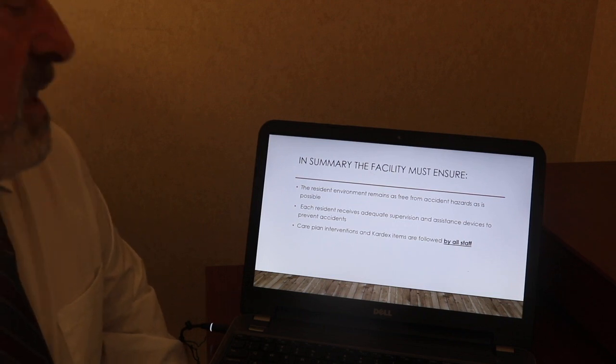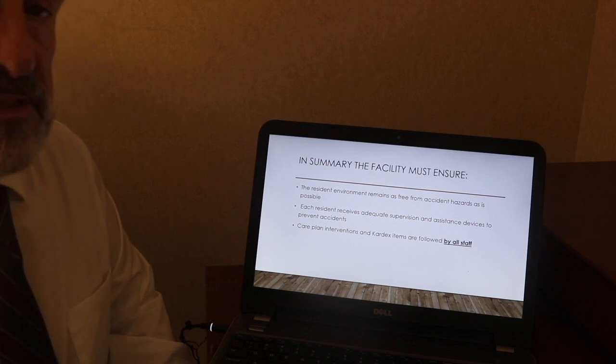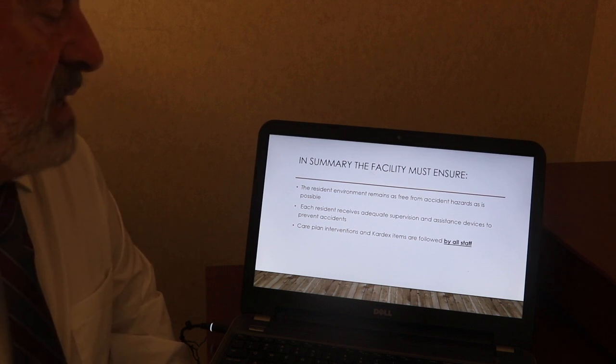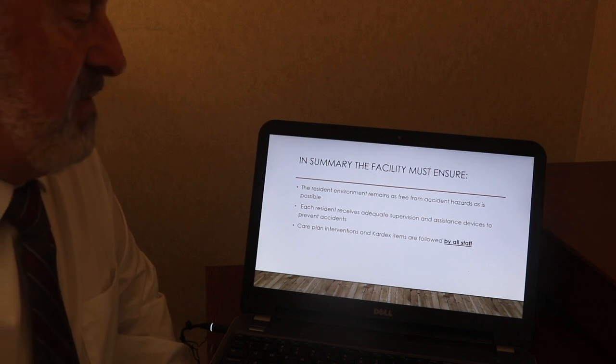In summary, the facility must ensure the resident environment remains as free from accident hazards as is possible. Each resident receives adequate supervision and assistance devices to prevent accidents. Care plan interventions and Cardex items are followed by all staff.